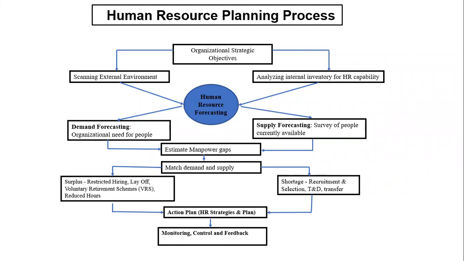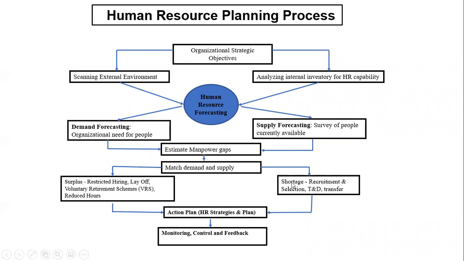Then demand forecasting. The next one. Organizational need forecasting. Supply forecasting. Good. Next one. Survey of people currently available. Good. Next one. Estimate manpower gaps. Next one. Match demand and supply. Next. Supply restricted hiring. No, it's rather surplus. Surplus: restricted hiring, layoff, voluntary retirement schemes, and reduced hours.